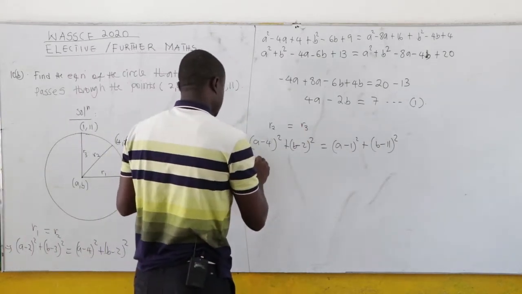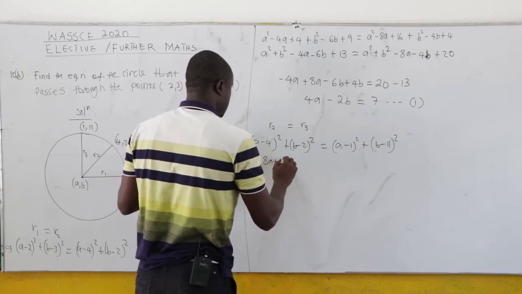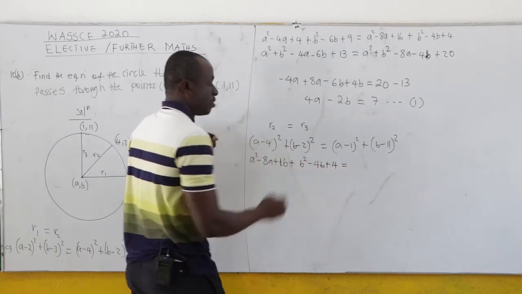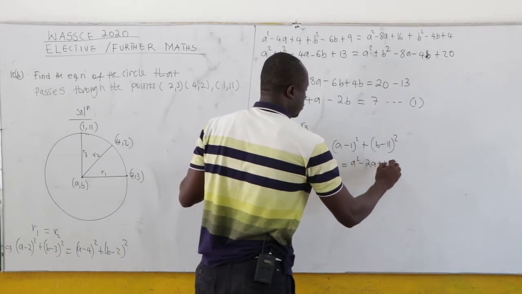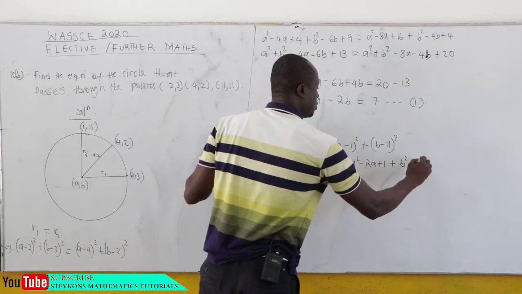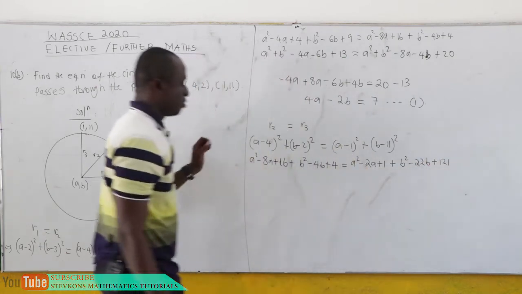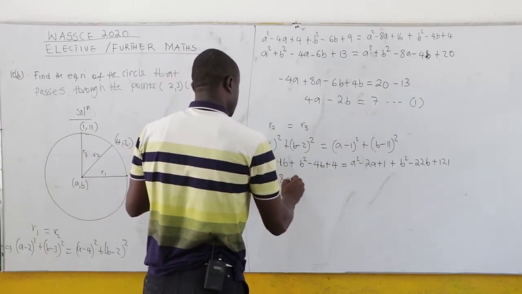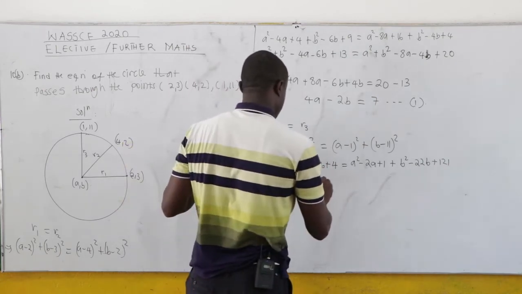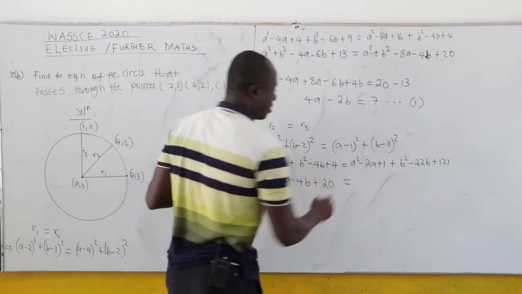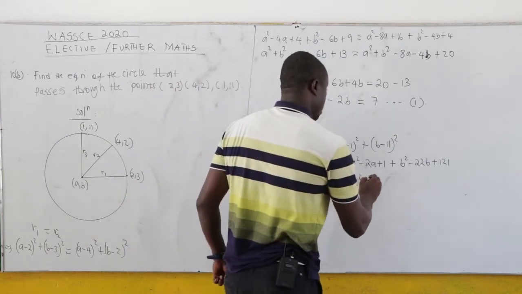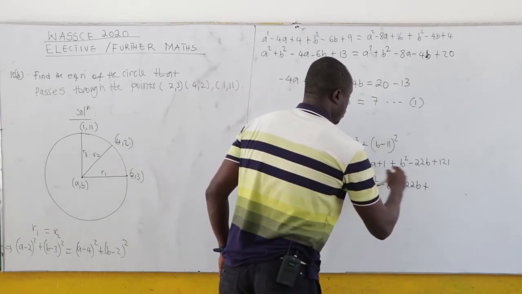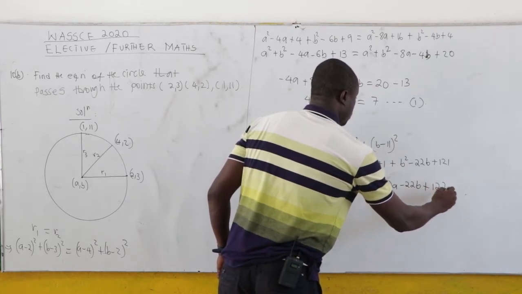Now expanding this will give us a square minus 8a plus 16. Now you have b square minus 4b plus 4 equal to, this will give us a square minus 2a plus 1, b square minus 22b plus 121. Now let's see, a square plus b square. So we have a square plus b square minus 8a minus 4b, 16 plus 4, so that will give us 20. And then we have here a square plus b square minus 2a minus 22b, 1 plus this will give us 122.